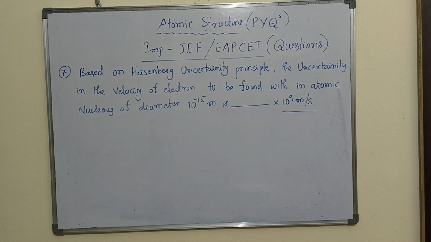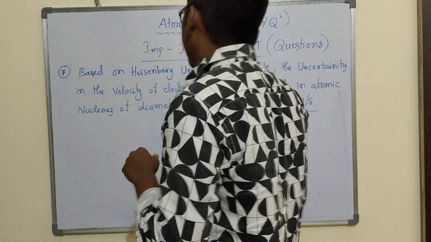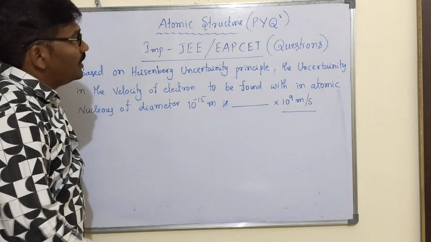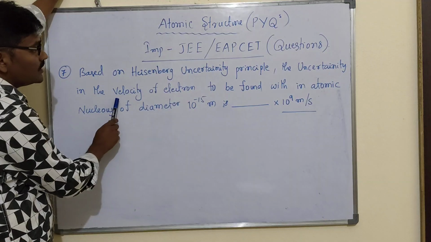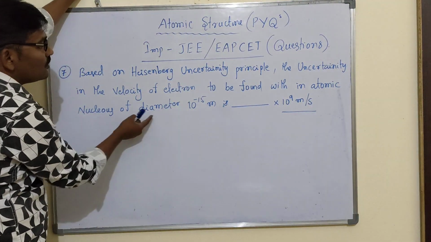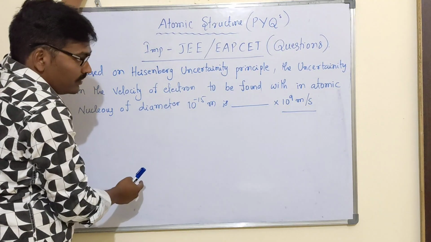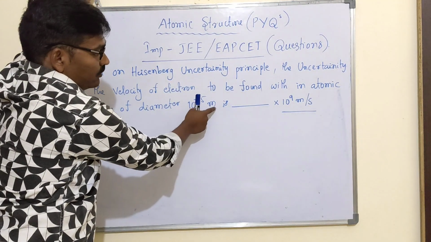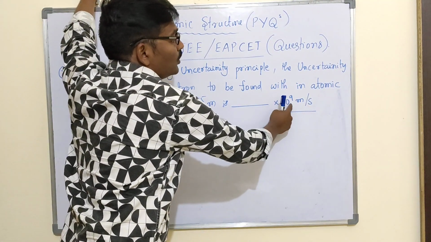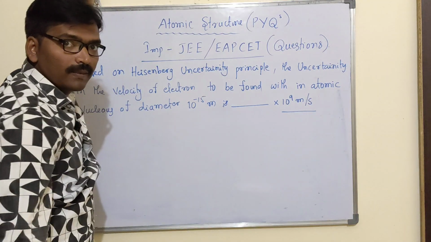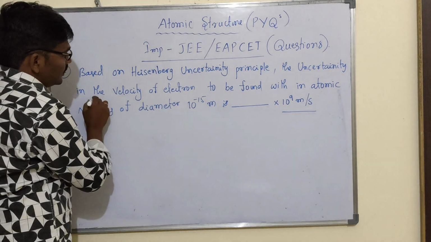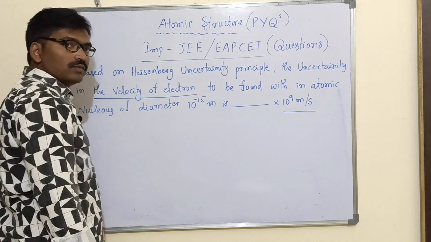Look here, one more previous JEE question. Based on the Heisenberg uncertainty principle, the uncertainty in the velocity of an electron found within an atomic nucleus of diameter 10 to the power of minus 15 meters is dash into 10 to the power of dash, 10 to the power of 9 meter per second. So we have to find the uncertainty in the velocity of the electron.